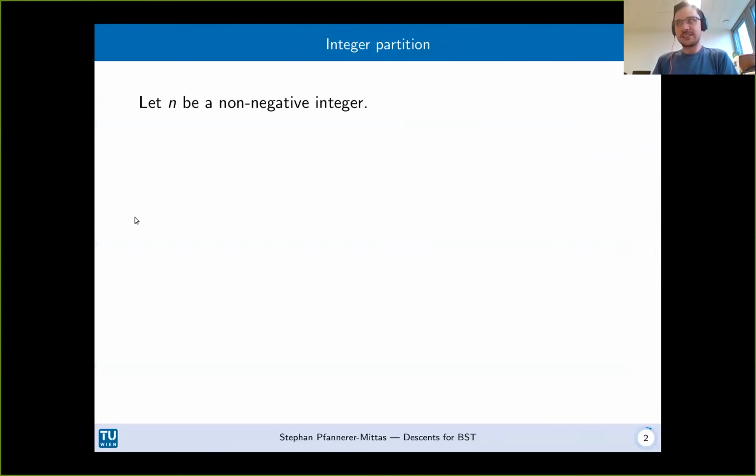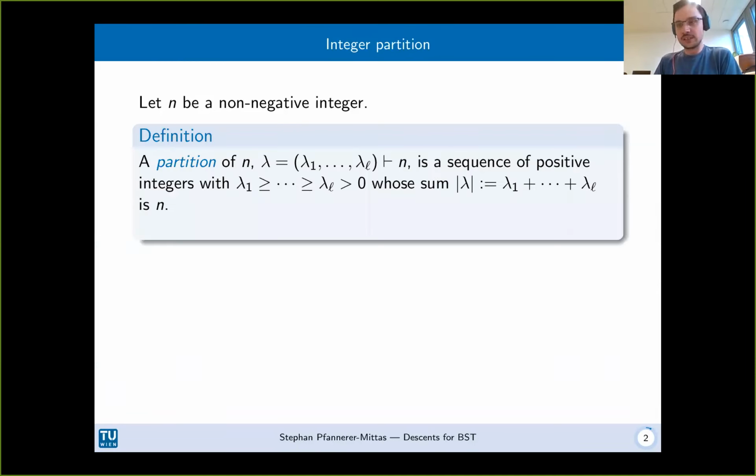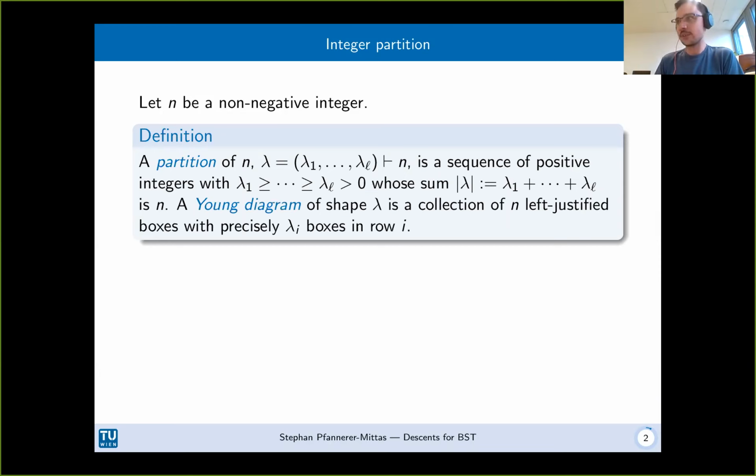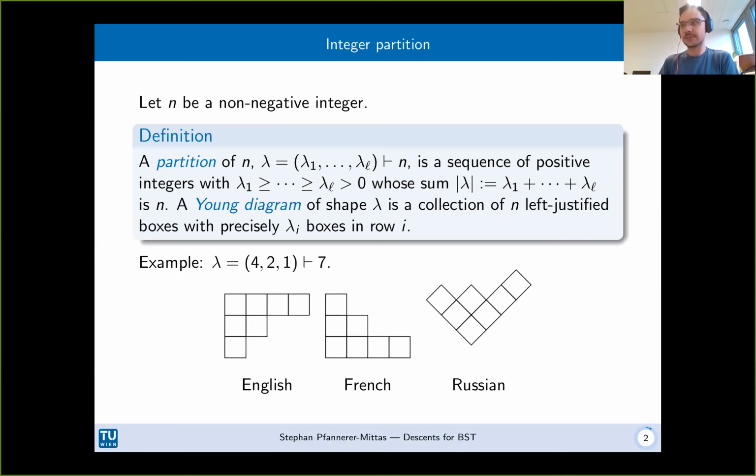To start with, we need a notion of an integer partition, which simply is a weakly decreasing sequence of positive integers that sum up to n. And usually we like to draw this stuff in terms of so-called Young diagrams. Let's look at this example here. We take the partition 4 2 1. This is a partition of 7 because it adds up to 7. And we draw it in this Young diagram. That means we have 4 boxes in the first row, 2 in the second, and 1 in the last one, corresponding to 4 2 1.